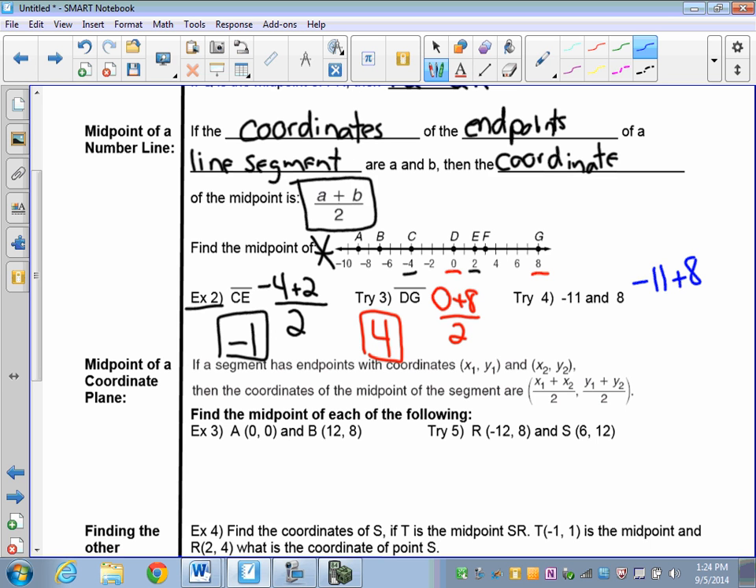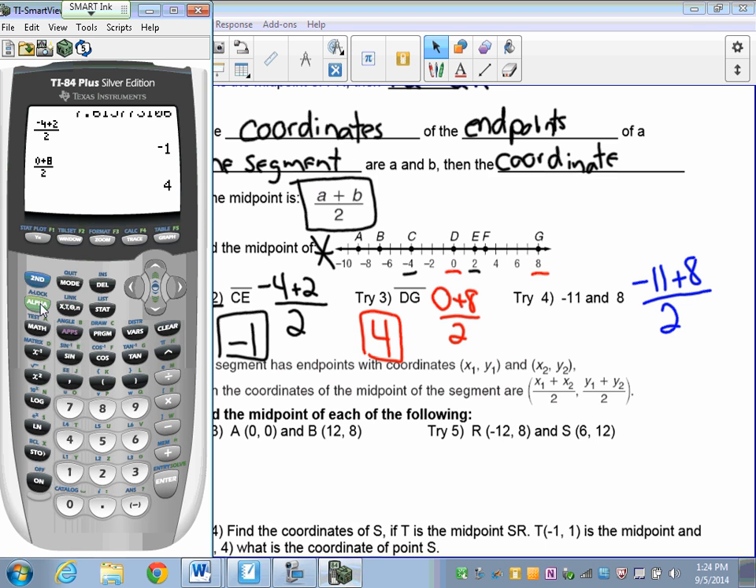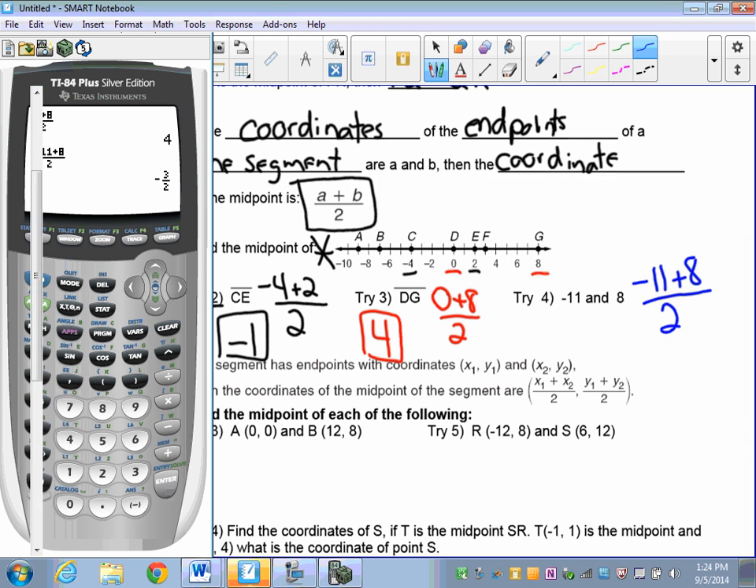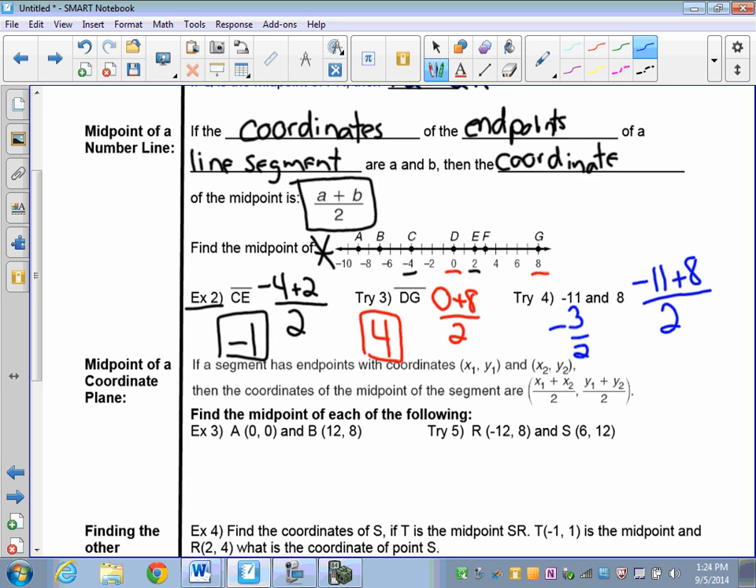This time we don't even have to look at our number line. Negative 11 plus 8 over 2. The nice thing about this calculator trick is that it'll normally leave your numbers in fraction form, so you don't need to even hit math enter. Correct answer will be negative 3 over 2. So again, we just use the midpoint formula for those 3 problems.